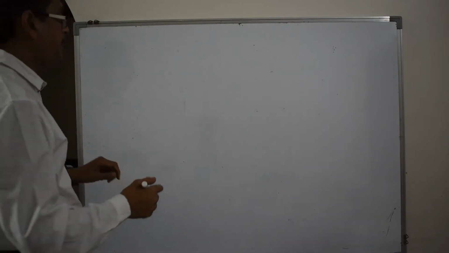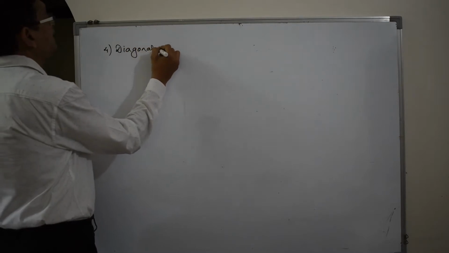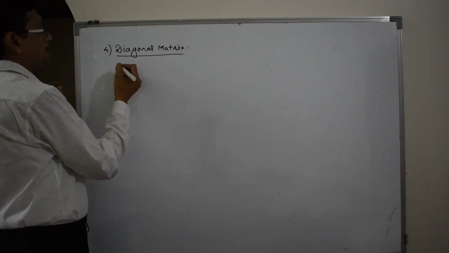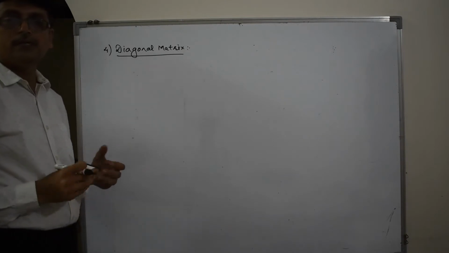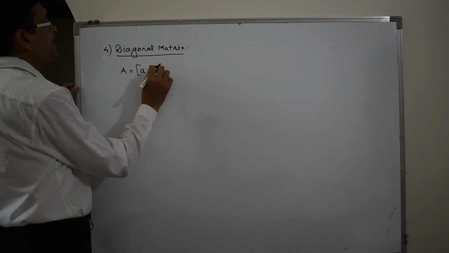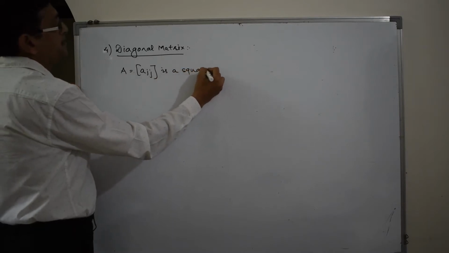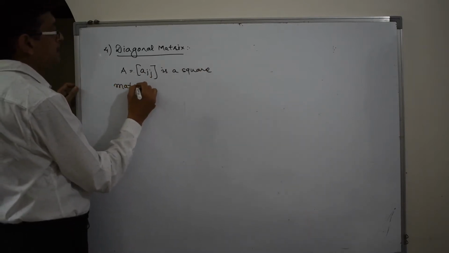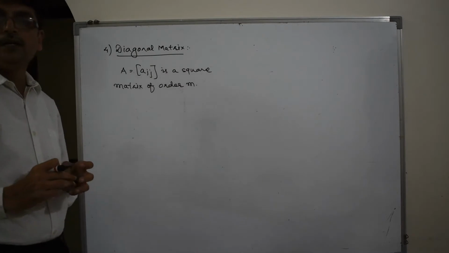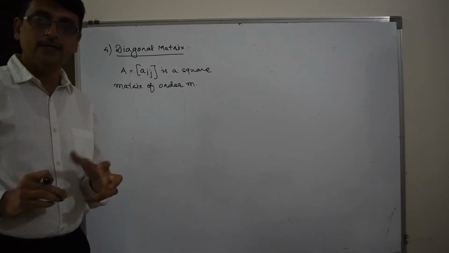The fourth type of matrix is called diagonal matrix. For this, first of all, you have to consider a square matrix. So let us say capital A is equal to Aij is a square matrix of order m. Now this matrix is said to be a diagonal matrix. There are two ways to write the definition or remember the definition.